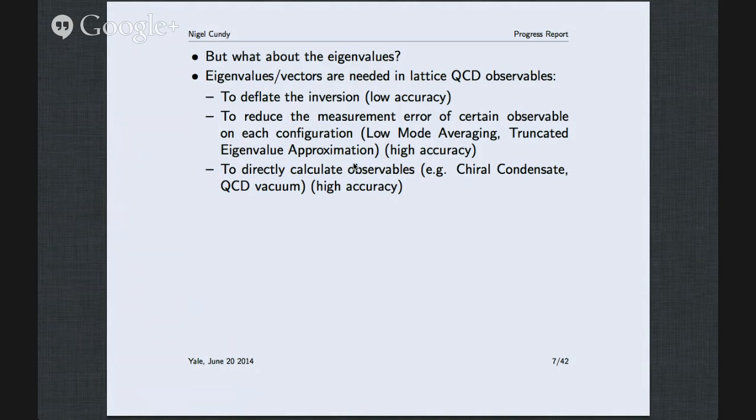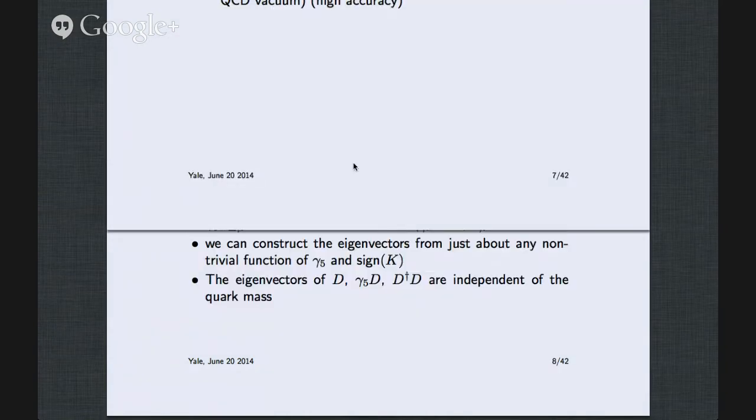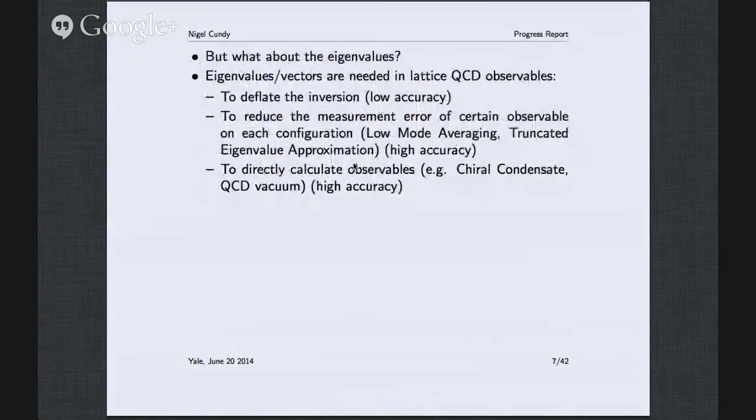You can also use them in, say, low-mode averaging for certain observables. It can be very efficient in reducing the error in your measurement on the configuration. And there are certain observables which can be taken directly from the eigenvalues and eigenvectors, the chiral condensate and the QCD vacuum. One thing I've found while trying to do overlap simulations is that, although the inversion part is working well, when you want to calculate something, you need a lot of inversions. It is very useful to deflate or to use one of these low-mode averaging techniques. So having the eigenvectors is useful, but it is very expensive. It's going to be particularly bad when you go to a large volume, or if you use a mixed action approach, then the eigenvalue spectrum becomes worse and it's much harder to calculate them.